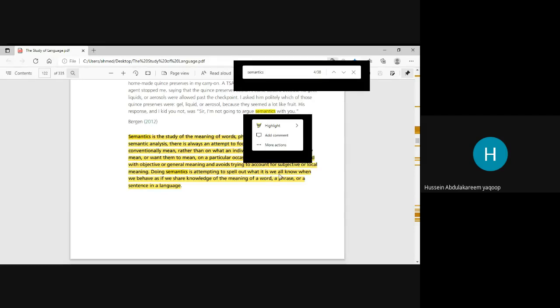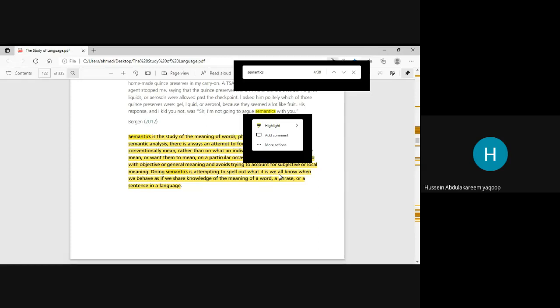Also, when we deal with semantics, we deal with the knowledge that we all share. For example, mobile, we know mobile and the meaning of mobile, the mobile phone. So we all know the meaning of this word.